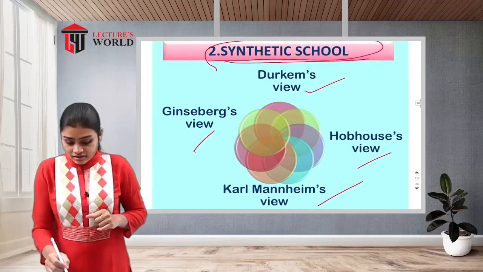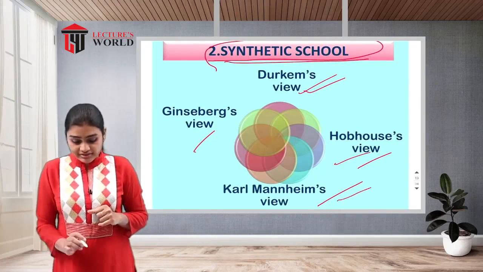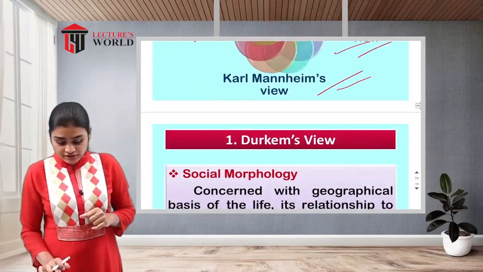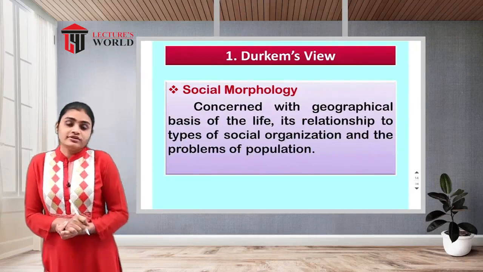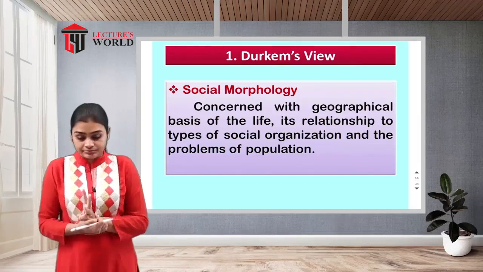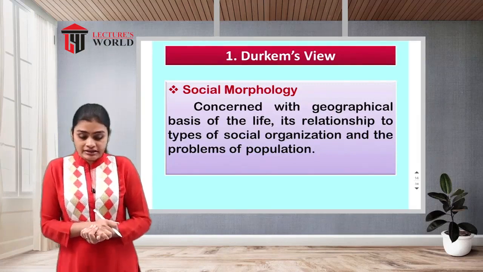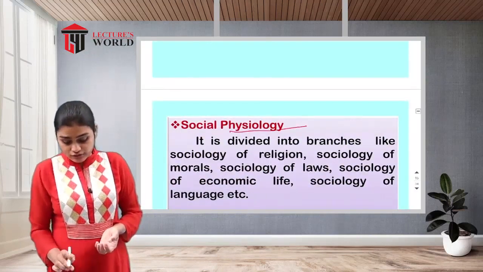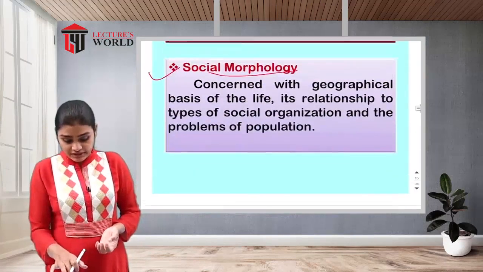In that, Durkheim's view is there, Hobhouse's view is there, Karl Mannheim's view is there, Ginsberg's view is there. So let's see the view of these different sociologists. The first one is Durkheim's view. According to Durkheim, to study the society as a whole, they have divided it into 3 branches. The first is social morphology, the second is social physiology, and the third is general sociology. Let's see this one by one.